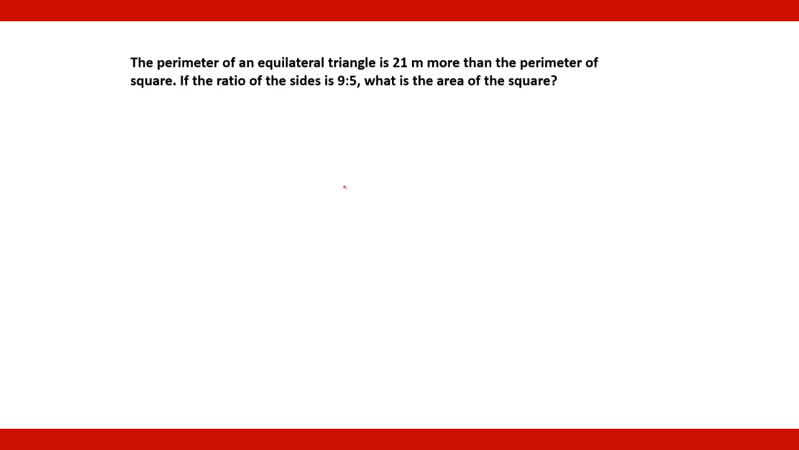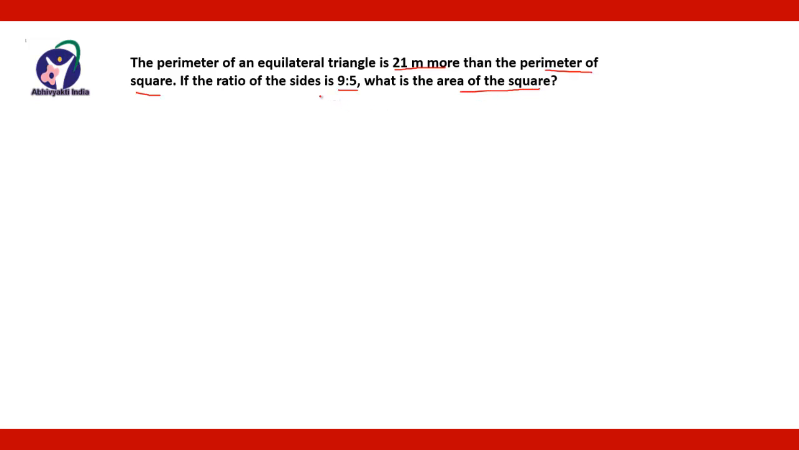In today's episode of Quantitative Aptitude, here is the first question: the perimeter of an equilateral triangle is 21 meter more than the perimeter of the square. If the ratio of the sides is 9:5, what is the area of the square?